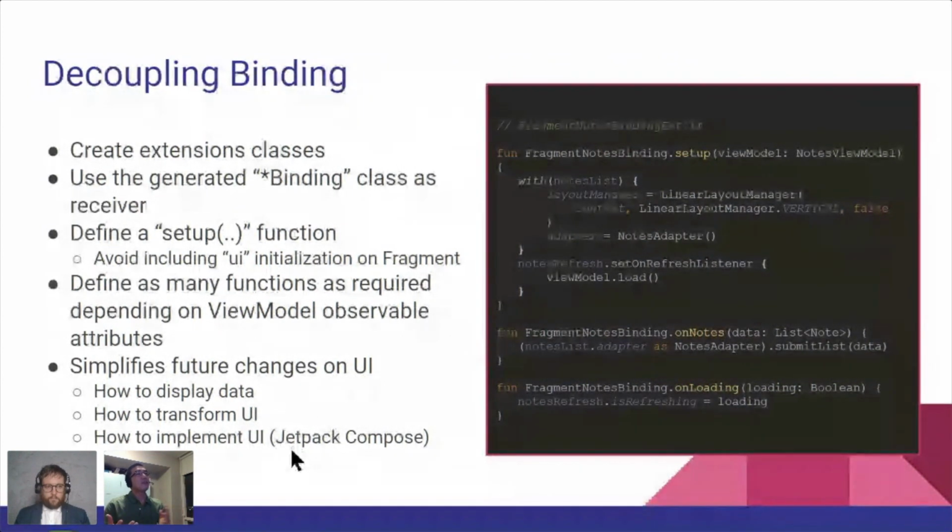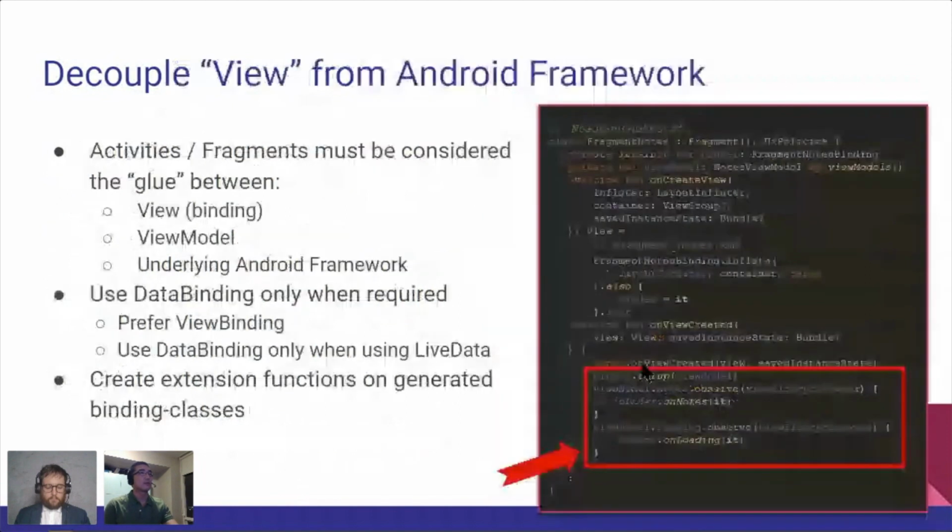Now, these things have some benefits in the way you display the data. You know exactly where your code should be displaying the data, how you are going to transform the UI depending on the data that is coming, and even better, how you implement the UI. In this case, I'm using XML, but later, when I want to upgrade to Jetpack Compose, for example, I only have to update these extension functions and nothing else. Most likely by adding composable functions in here. And that's it. All your other components like the fragment are not going to be affected at all.